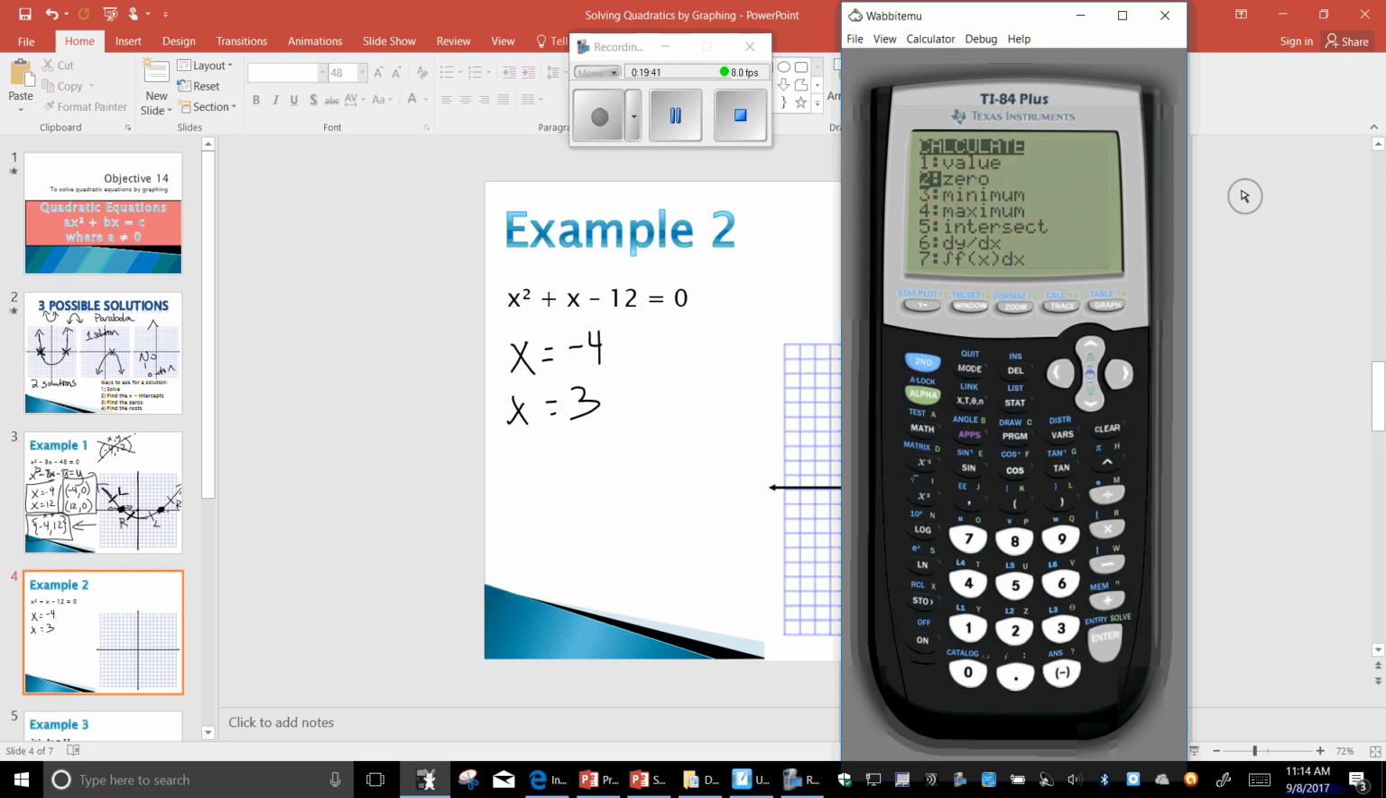Okay? I need to go get the other answer. So I'm going to go second, calc, 0. Left bound is going to be of this point over here. There's the point. Left bound, you need to be below that because that's on the left side of it. Okay? Click enter. Right bound, click enter, and click enter again. And so x is equal to 3. Any questions?